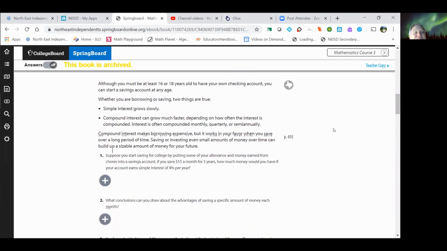Although you must be at least 16 or 18 years old to have your own checking account, you can start a savings account at any age. Whether you are borrowing or saving, two things are true. Simple interest grows slowly. Compound interest can grow much faster depending on how often the interest is compounded. Interest is often compounded monthly, quarterly, or semi-annually. Compound interest makes borrowing expensive, but it works in your favor when you save over a long period of time. Saving or investing even small amounts of money over time can build up a sizable amount of money for your future.